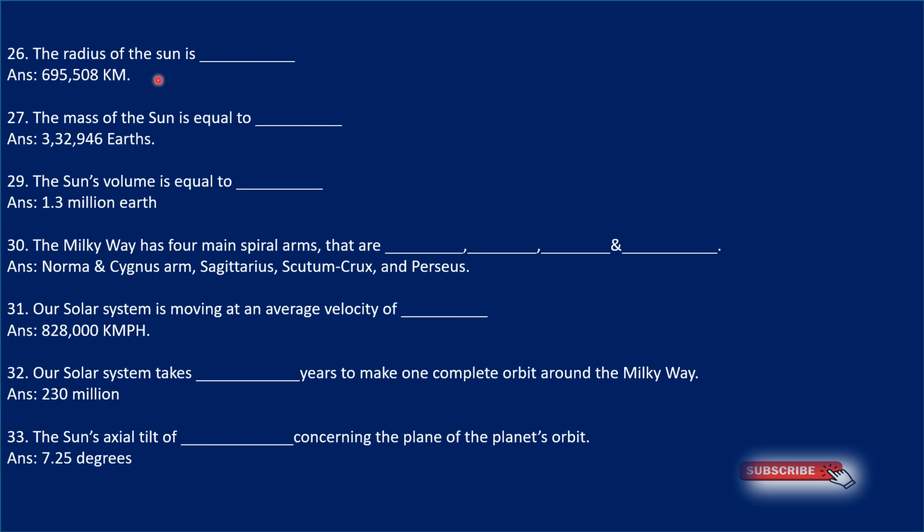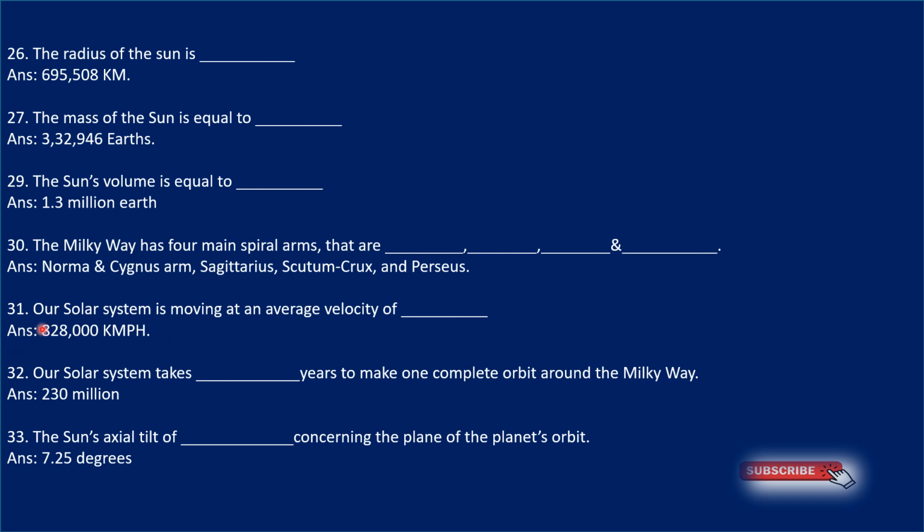The radius of the Sun is 6,95,508 km. The mass of the Sun is equal to 3,32,946 Earths. The Sun's volume is equal to 1.3 million Earths. The Milky Way has 4 main spiral arms: number 1 Norma and Cygnus arm, number 2 Sagittarius arm, number 3 Scutum and Crux arm, number 4 Perseus arm.